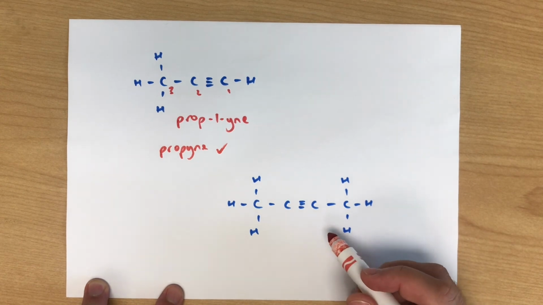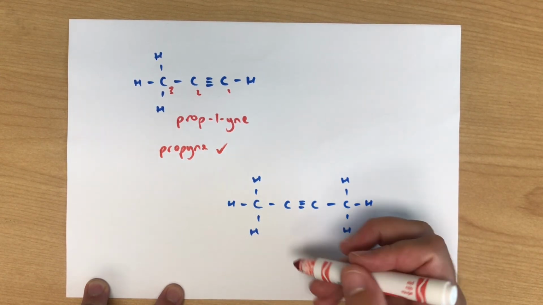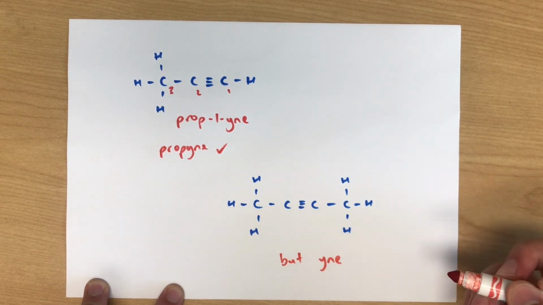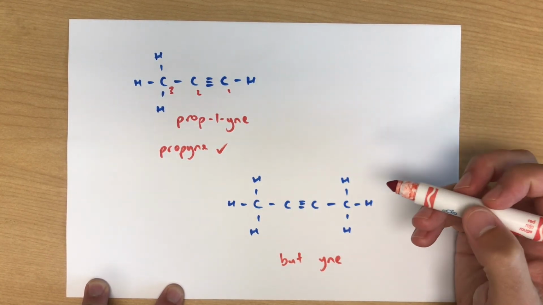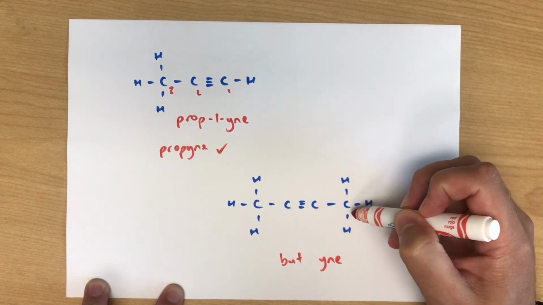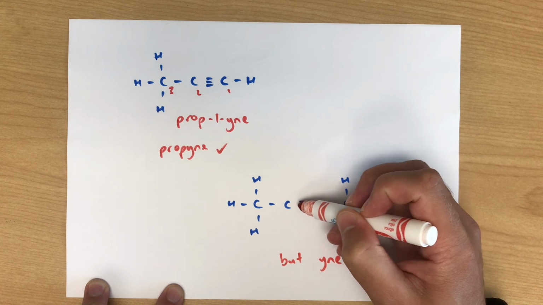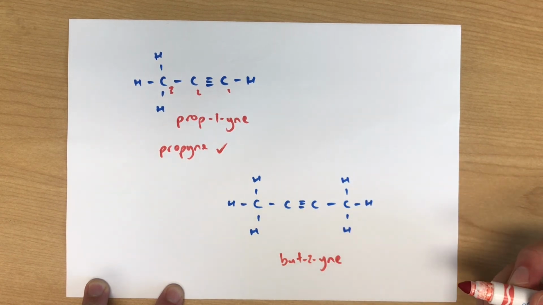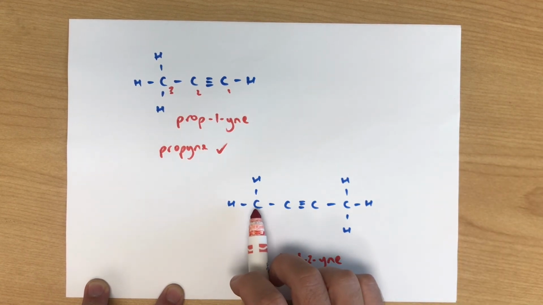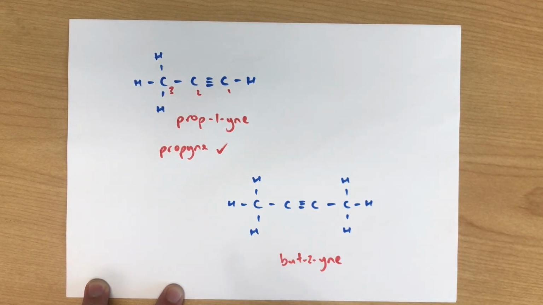Our second example here, we've got 1, 2, 3, 4, so it's bute. It's going to end in -ine because it's an alkyne with our triple bond. Now this time we do need a number because it could be in this position on the end, which would be bute 1-ine, or it could be in the middle, which would be bute 2-ine. Again, if it was on this end, that would also be bute 1-ine because we just start counting at the end closest to the triple bond. That's all we need to know about alkynes. We don't need to know any reactions. They behave similarly to alkenes, but we'll cover that another time.